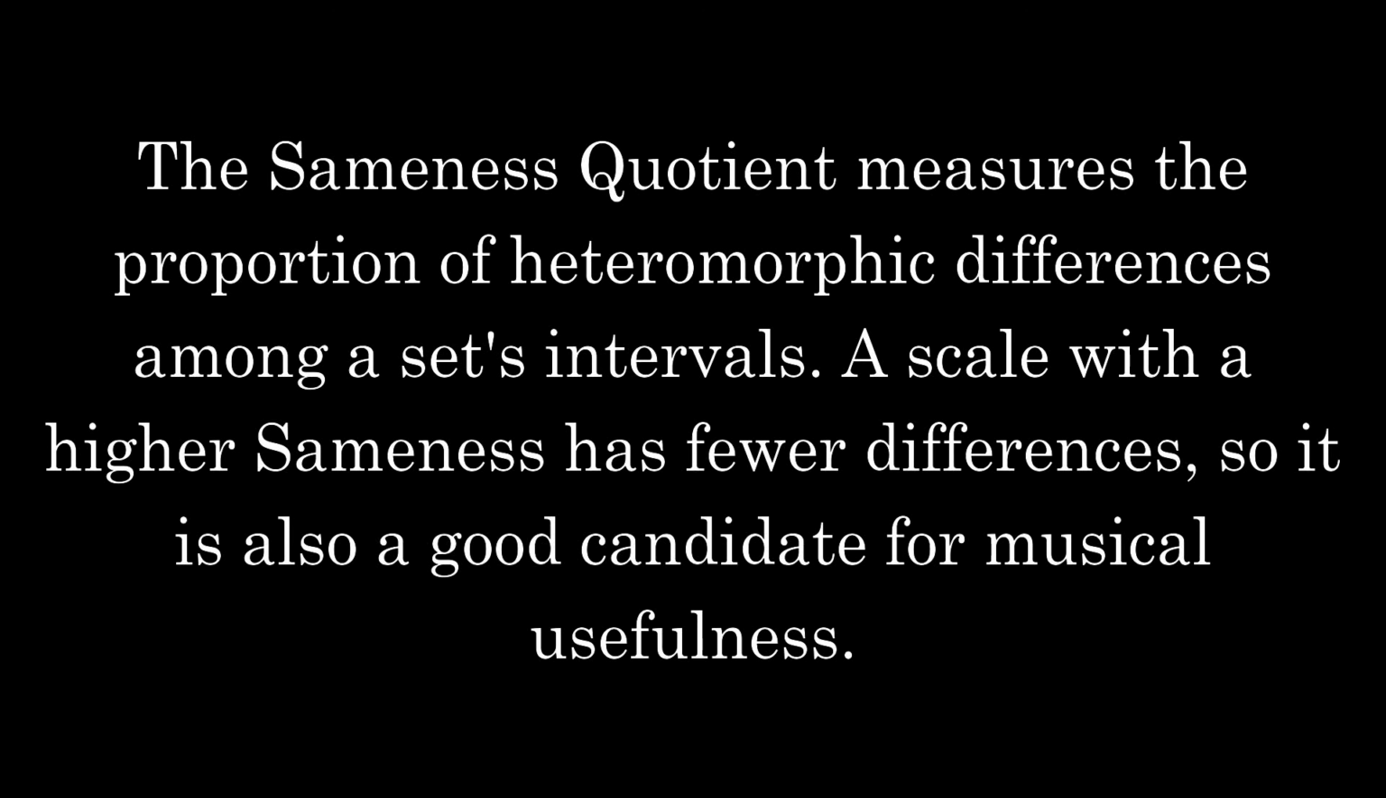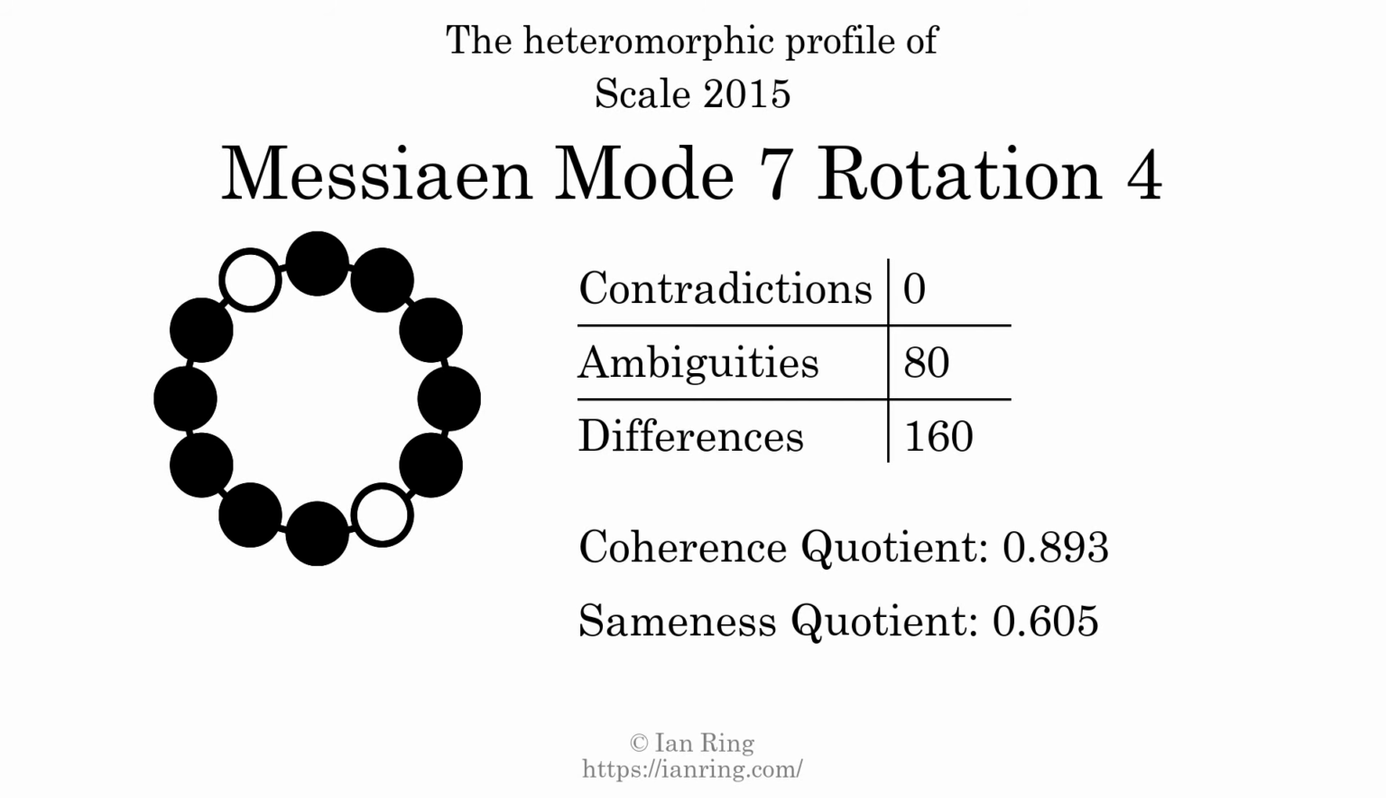The sameness quotient measures the proportion of heteromorphic differences among a set's intervals. A scale with a higher sameness has fewer differences, so it is also a good candidate for musical usefulness. The sameness quotient is 0.605.